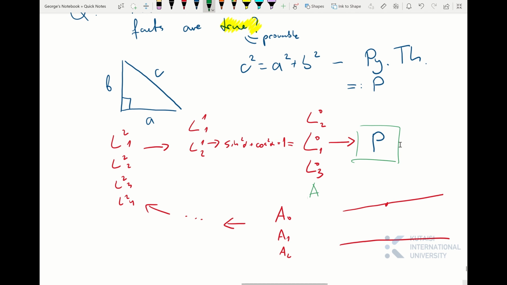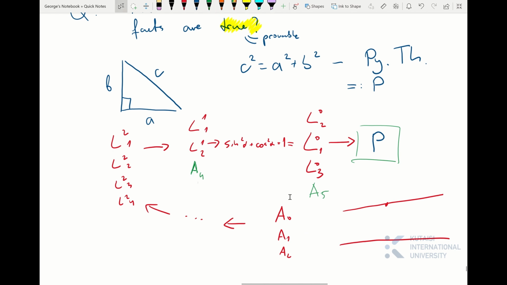Maybe for proving my P, I use some other lemmas that also require a proof that goes all the way back to the axioms, but I might as well use maybe axiom 5 for proving Pythagoras directly. Right? So maybe I'm also using axiom 4 here. So what I'm saying is, these lemmas are either provable from axioms or axioms themselves.